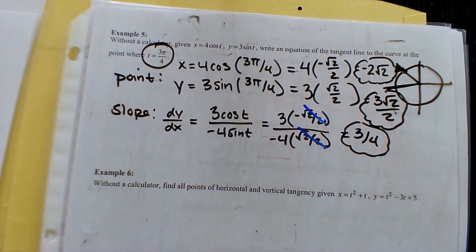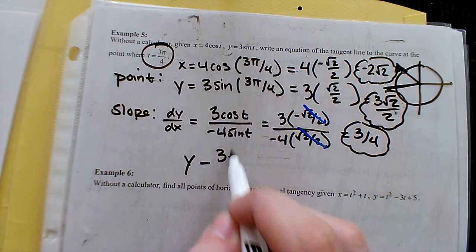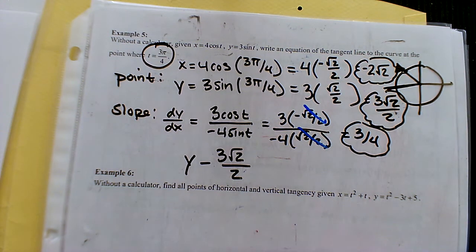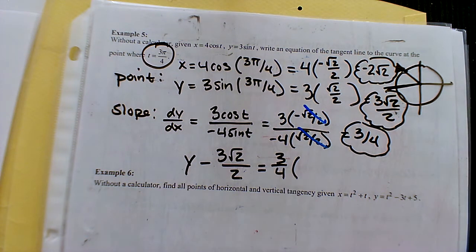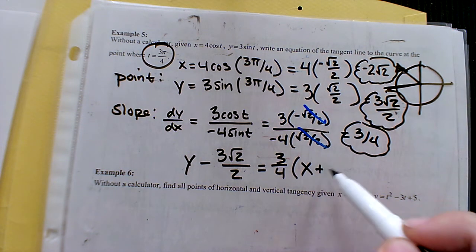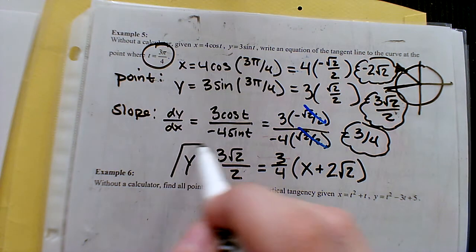So we know the point, the x and y coordinate, and the slope. Let's go ahead and write our equation. Y minus 3 square root of 2 over 2 equals 3/4 times x plus 2 square roots of 2.